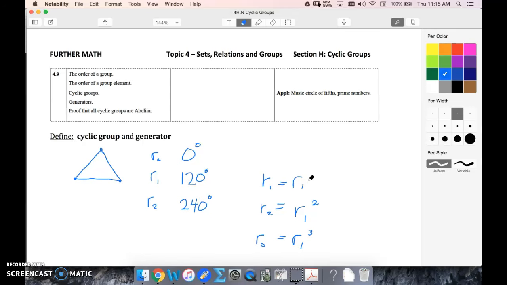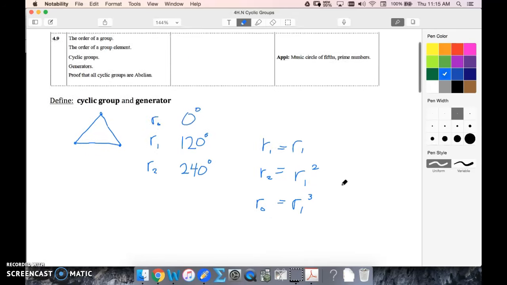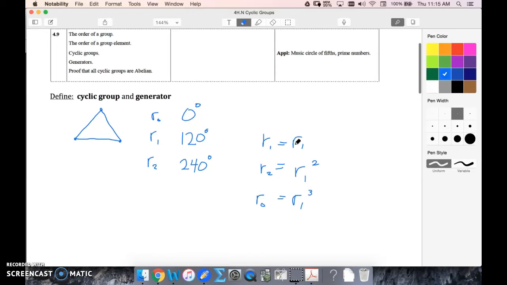So we call R1 a generator for this group, and since we can write all the elements in terms of R1, it's also a cyclic group. So R1 is a generator, and the group is cyclic. So cyclic groups have to have a generator, and we can write all the terms as R1 to the power of n.